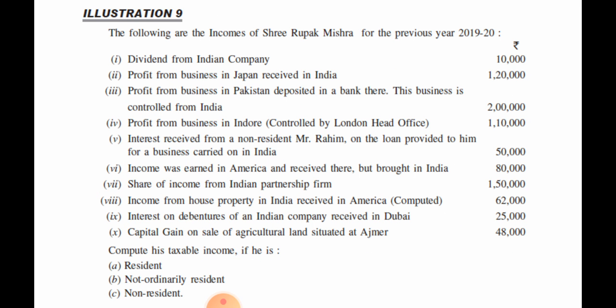And then second, profit from business in Japan received in India. It is an Indian income, so it will be taxable for all types of assessees. Now the third point is profit from business in Pakistan deposited in a bank there. The business is controlled from India.